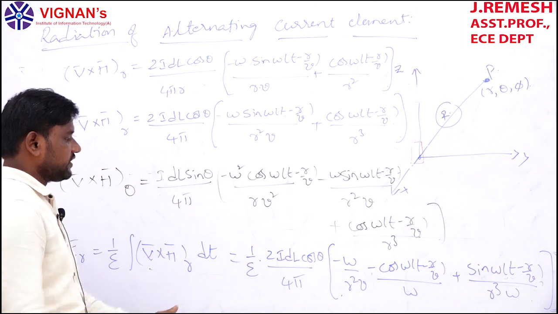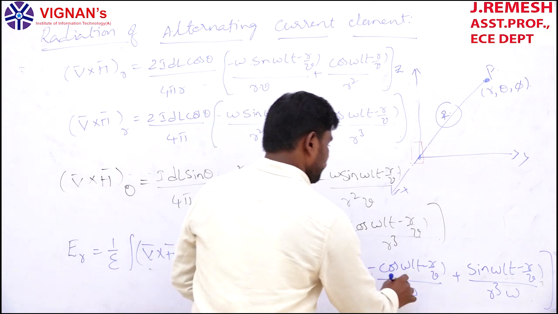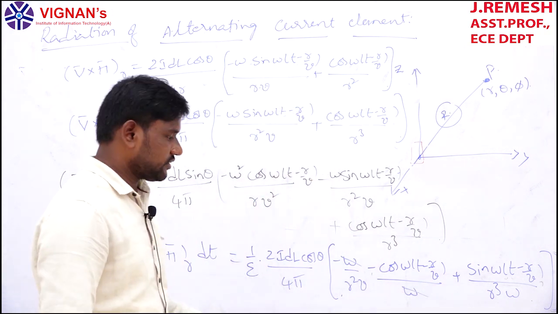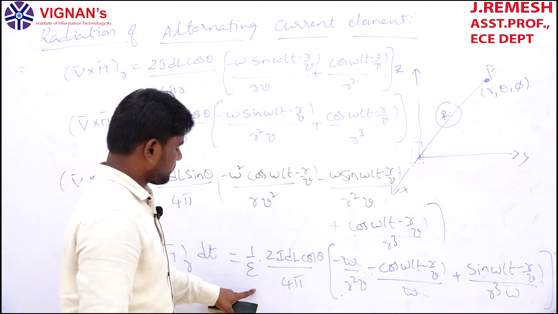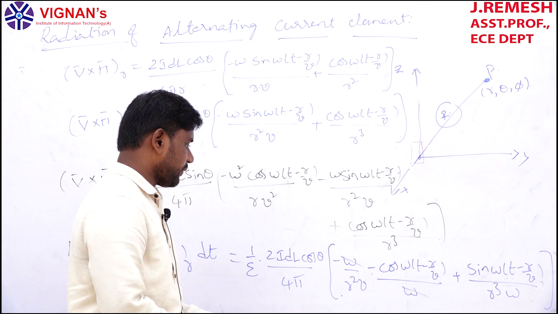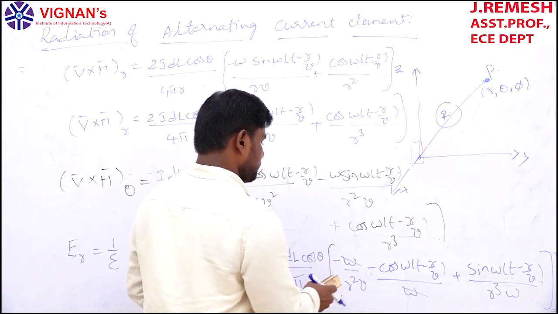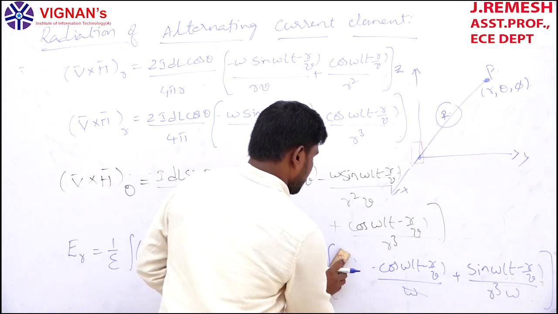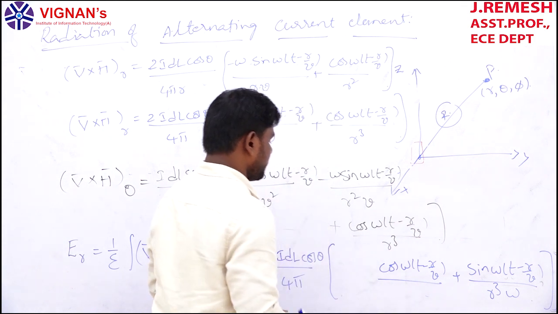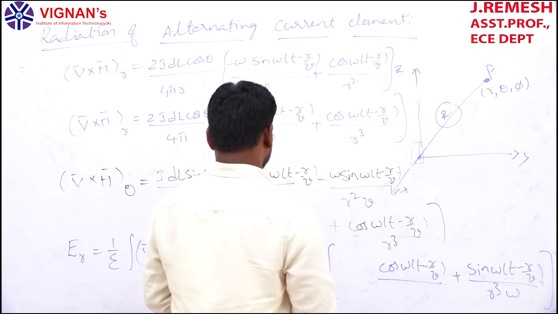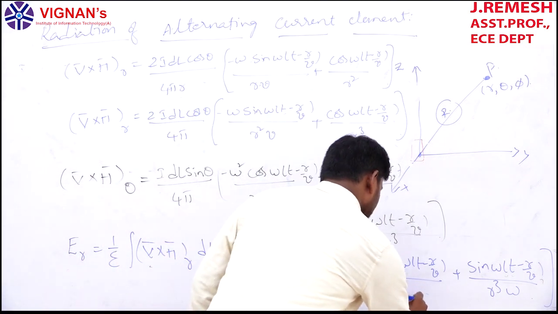If you simplify this one, epsilon is the new term here, and omega and omega are going to be cancelled. So if you write the same expression, 1 by epsilon, 2 I dl cos theta by 4 pi. If you remove these two, minus into minus will become plus now. So now omega and omega get cancelled, and simply I have only two terms. We have the term here, v r square.